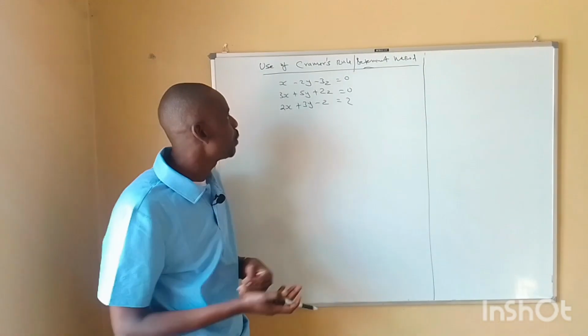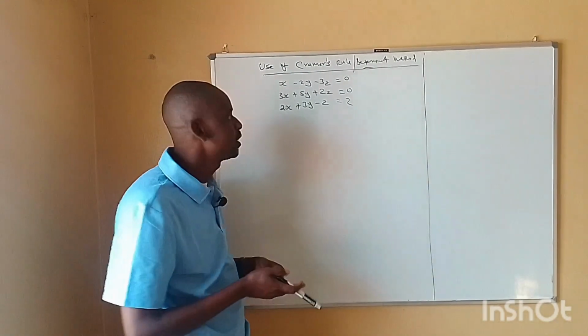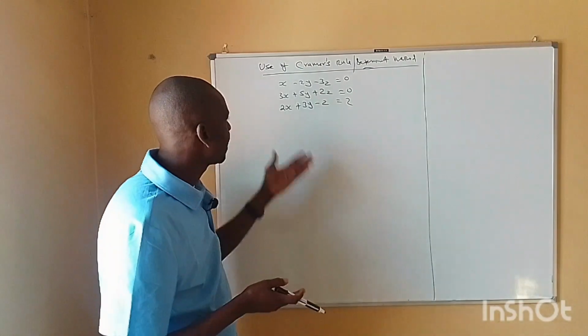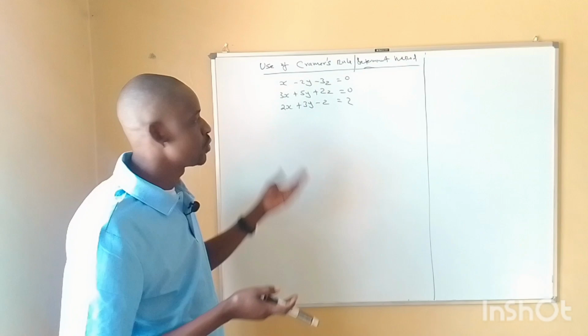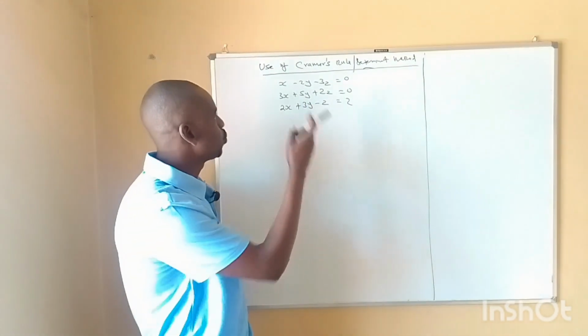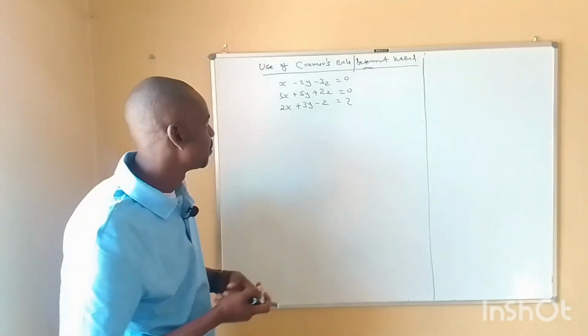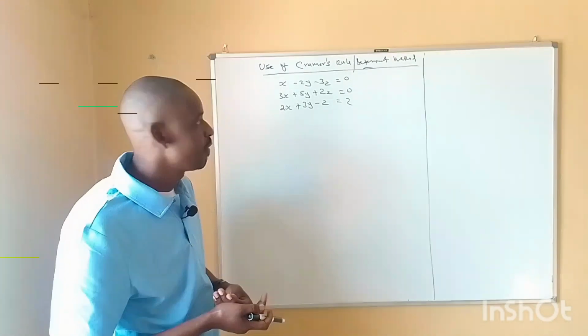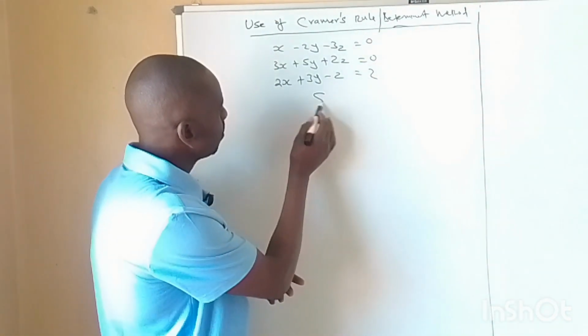Now, we want to look at the use of Cramer's rule, or the determinant method, to solve a 3 by 3 system of equations. We have 3 equations and 3 unknown values, as you can see on the board. Now, let's look at the solution.